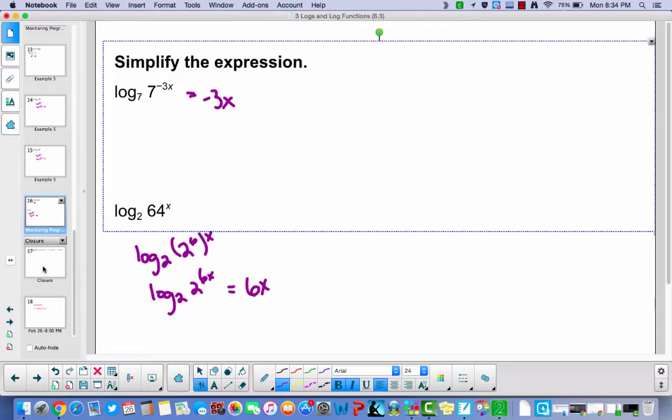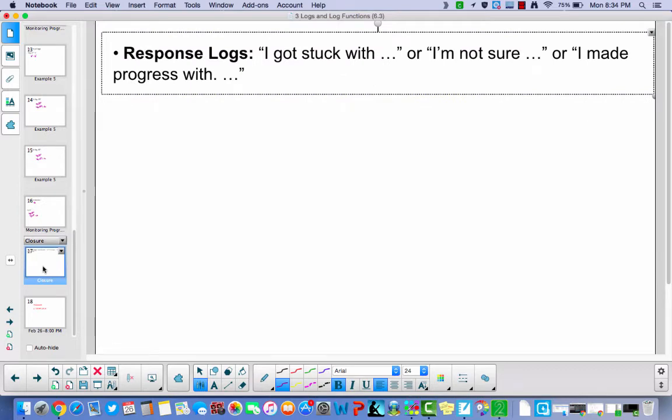Okay, now I'd like you to pass out a half sheet of paper, or if you just have a piece of notebook paper that you want to use, that's fine. I'd like you to take a minute here and answer this question. I got stuck with, what did you get stuck with? I'm not sure of, what are you not sure of? Or I made progress with, what's something that you made progress with? Take a few minutes, fill that out. Okay, would you make sure that your name is on those? And would you hand those in, please, for me?